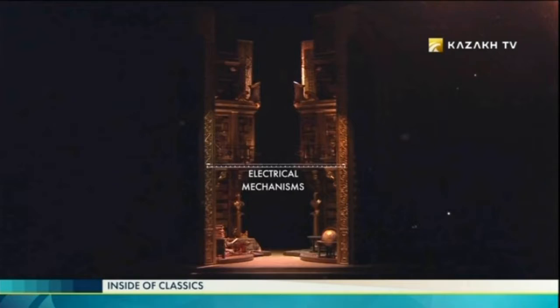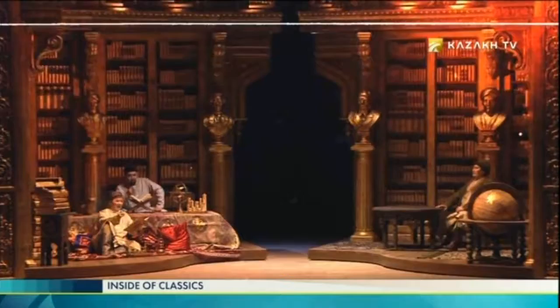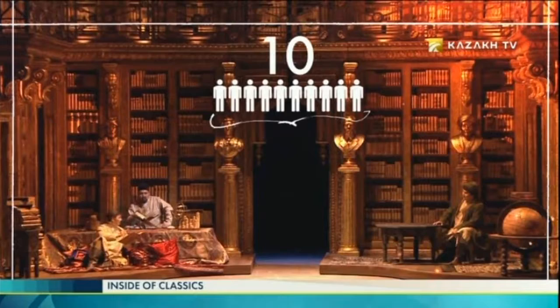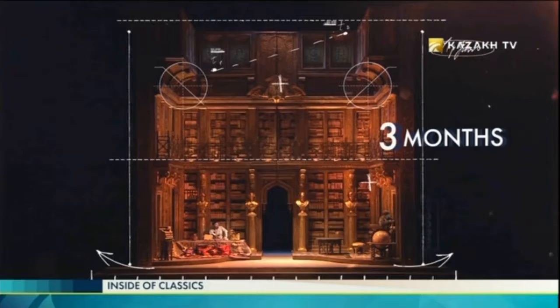Inside the room, we see a library. All the books in it are decorated in a noble golden color. This once again emphasizes that every work of a philosopher is a real masterpiece. The total weight of the decoration made of fiberglass is 12 tons. It took about 3 months to create such a design from the time the sketch was developed.